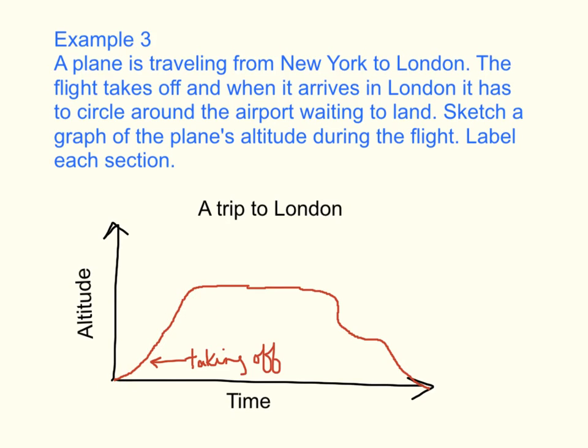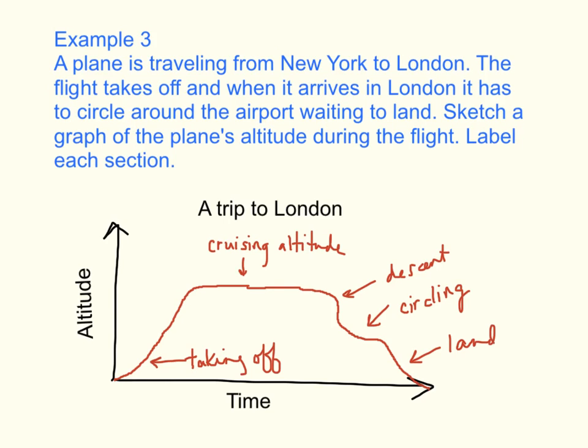Then at the top, this would be the flying altitude, or what they call the cruising altitude. That's when it's flying. Then we start the descent of the plane. Here, we're circling the runway, or circling, waiting for a runway. Then we land. So these are all the different parts of a graph that we can label in showing change versus time and altitude in this problem.